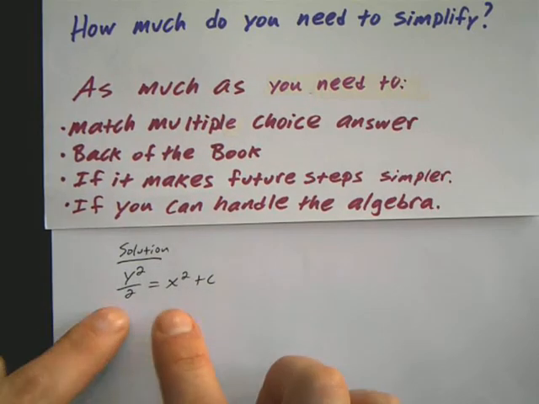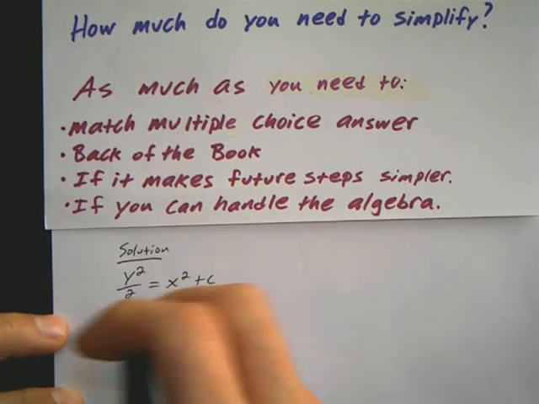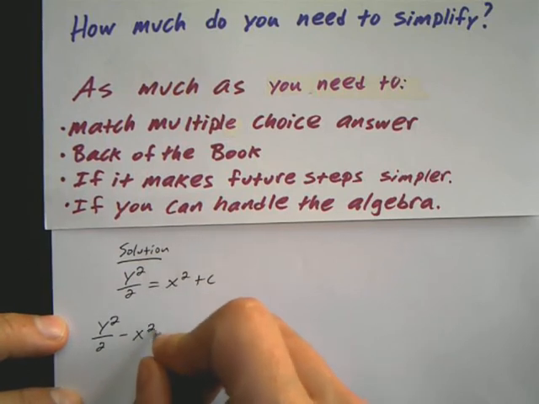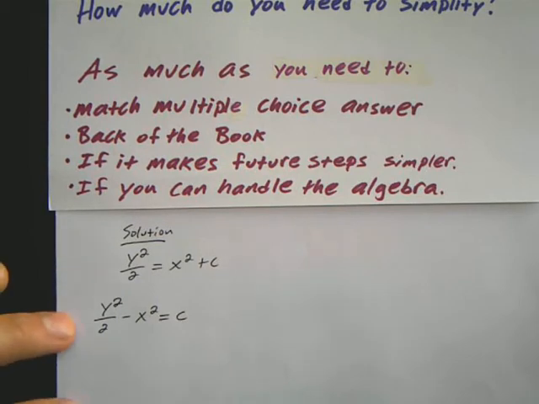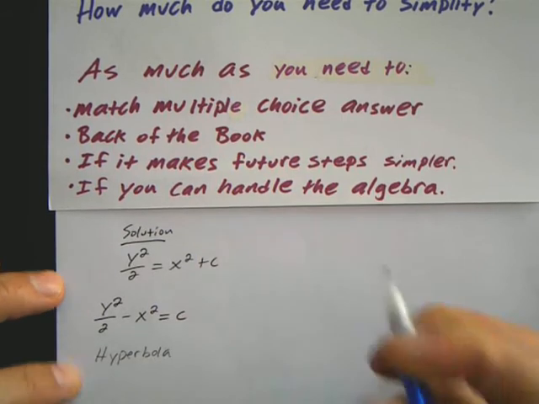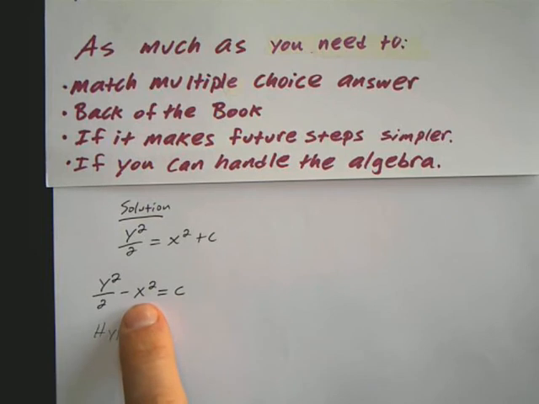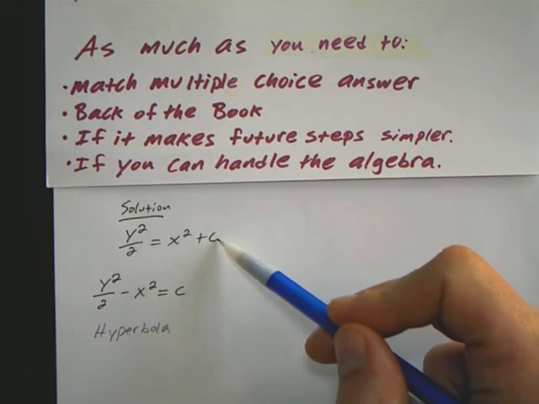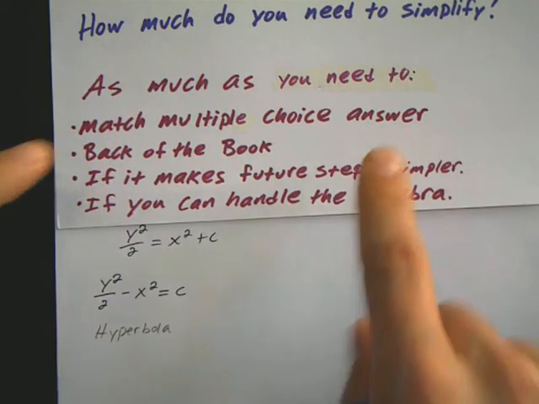Something maybe you could do, since it's y squared over 2 and x squared, is if you subtract the x squared over, you would end up with y squared over 2 minus x squared equal to c. You might recognize this from pre-calc or maybe even algebra 2 as the form of a hyperbola. So in this case, maybe the answer would be left this way because it's the way hyperbolas are written. So is this answer more correct than that answer? I would say no, it's equivalent. But again, depending on what you have to do with the answer, that'll dictate how much you would have to simplify.